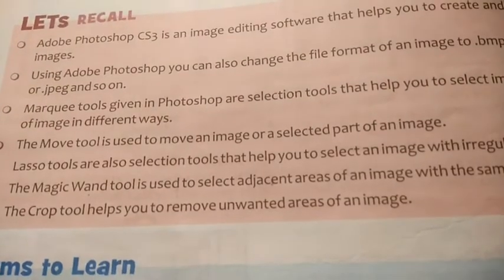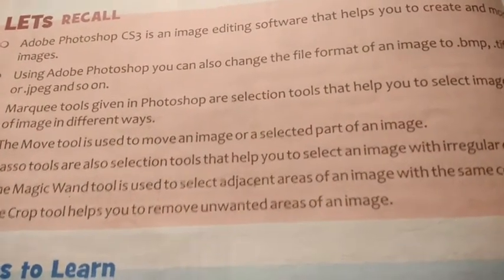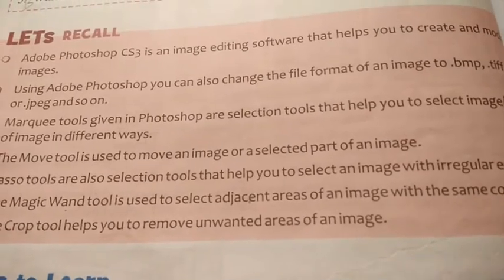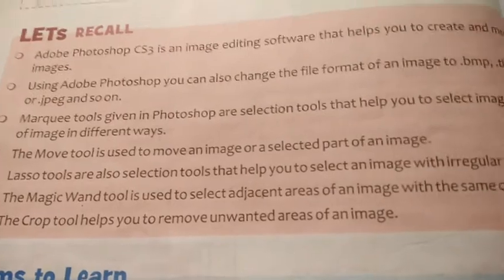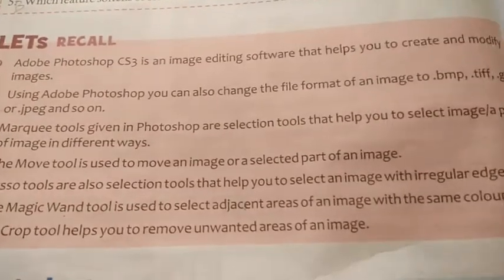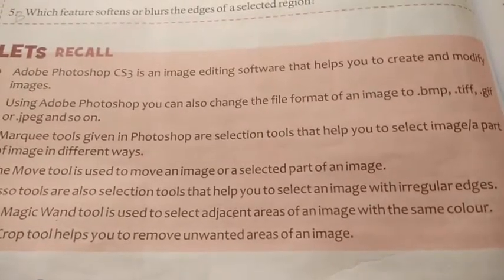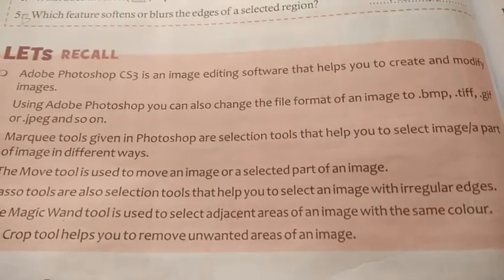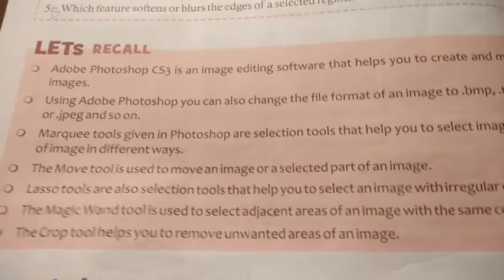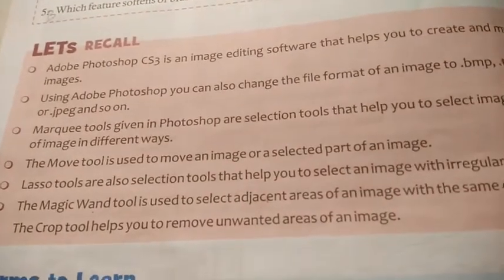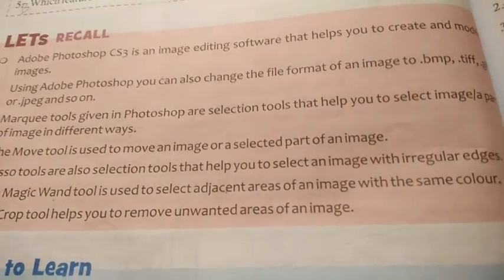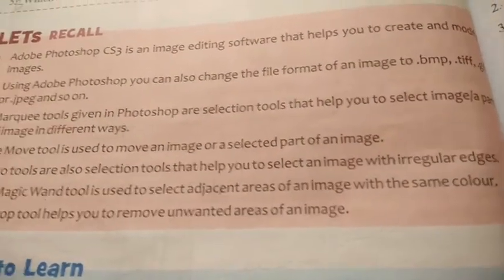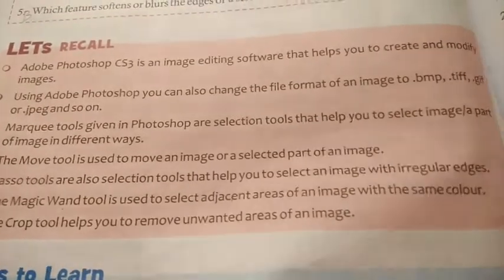Seventh, next topic is let's recall. Adobe Photoshop CS3 is an image editing software that helps you to create and modify images. Second, using Adobe Photoshop, you can also change the file format of an image to .bmp, .tiff, .gif or .jpg and so on. Third, important point: marquee tools given in Photoshop are selection tools that help you to select an image or part of an image in different ways.